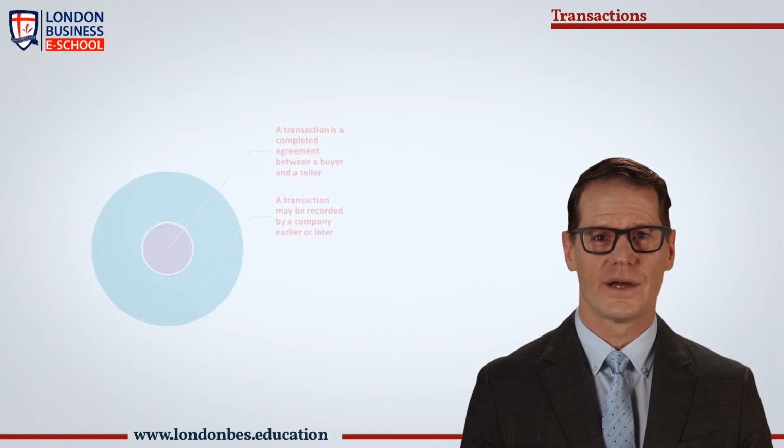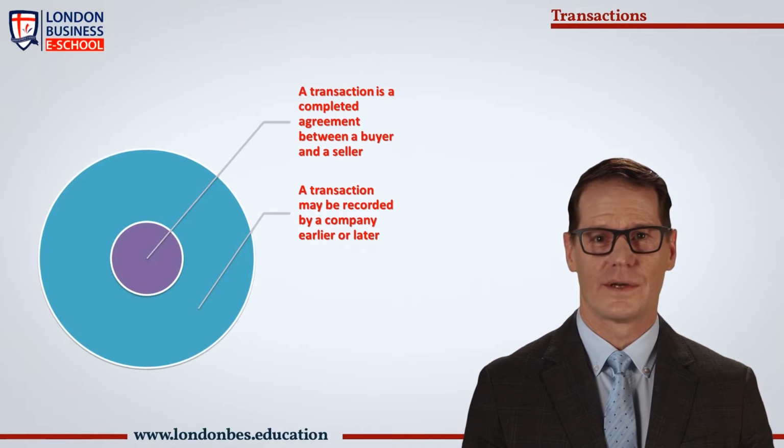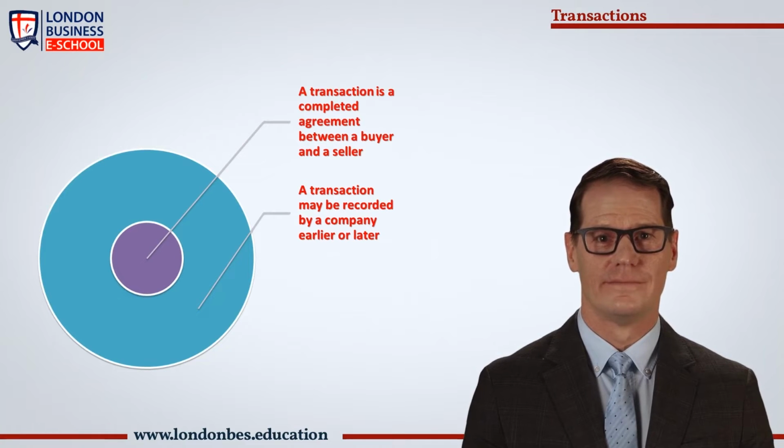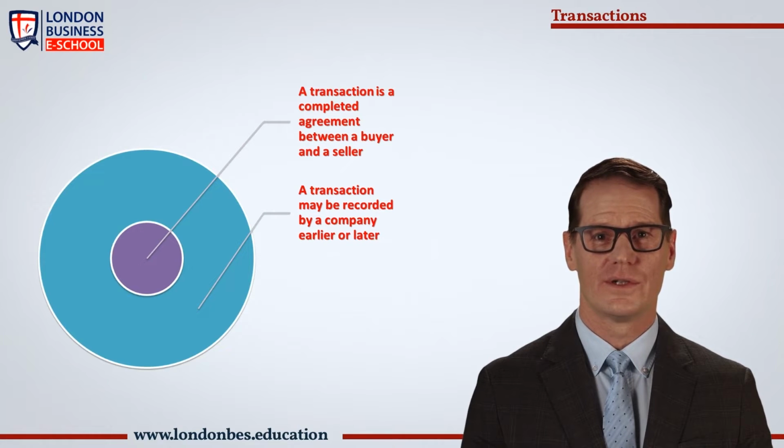Transactions. A transaction is a completed agreement between a buyer and a seller to exchange goods, services, or financial assets in return for money. In business bookkeeping, this plain definition of transaction can get tricky. A transaction may be recorded by a company earlier or later, depending on whether it uses accrual accounting or cash accounting.